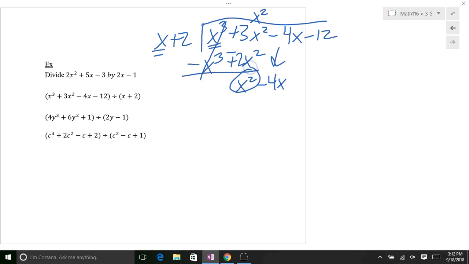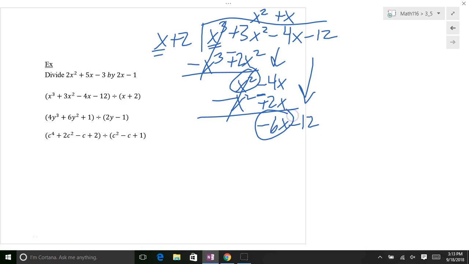Now I got to match that term, x squared. So what times x gives you x squared? Positive x does. X times x, x squared. X times 2, 2x. Don't forget to change those signs. Negative 4x minus 2x, negative 6x. Bring down the minus 12.